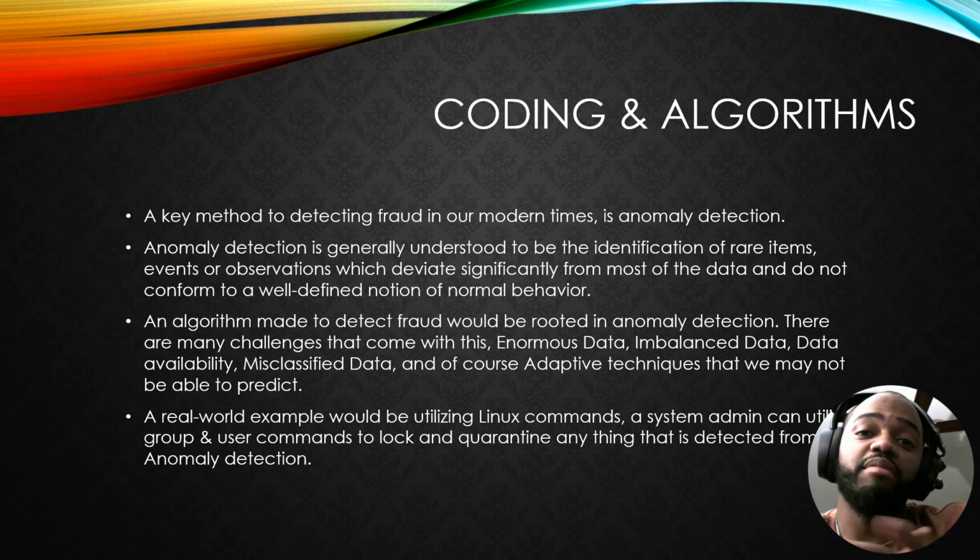So an algorithm can be made, basically using anomaly detection as its root, to pick up that information. But the main challenges when it comes to making an algorithm of that nature are that you're going to have an enormous data set, imbalanced data availability, misclassified data, and of course adaptive techniques that the algorithm may not be able to predict.